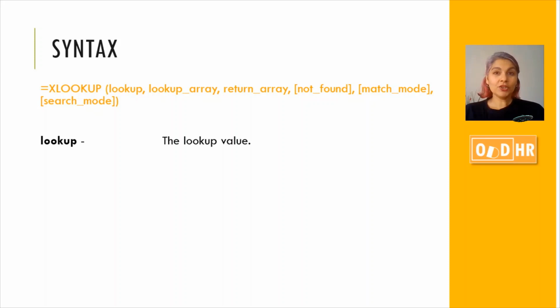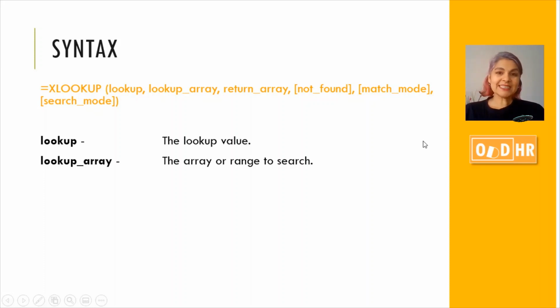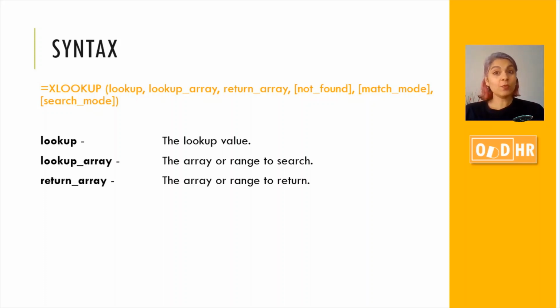So you need to look up this value in a list, and it is this lookup array, which is the second part of the syntax. This is the array or the range that you want to search for your initial lookup value. Once this has been searched, now you want to link your return array, which is from where you will be able to pull the matching value which corresponds to your lookup value.